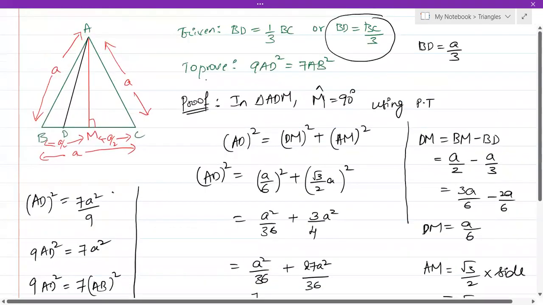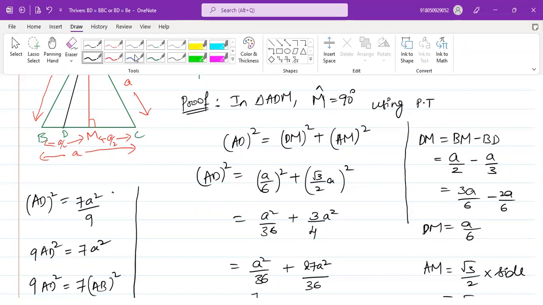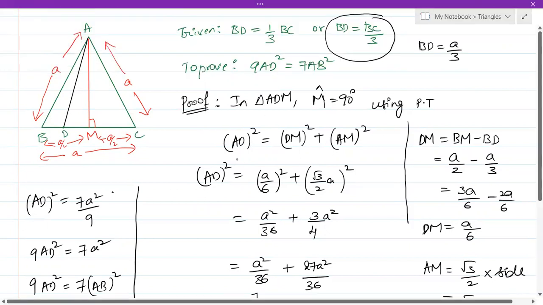Simple question. So we needed AD square. That's why we took ADM, because it's a right angle triangle, and we used the Pythagoras theorem. We got AD square is equal to DM square plus AM square. We found the value of DM from the figure. DM is this DM, which I'm shading in blue. That will be equal to BM, this complete BM. In that, if you subtract BD, you will get the answer. So let me join this.